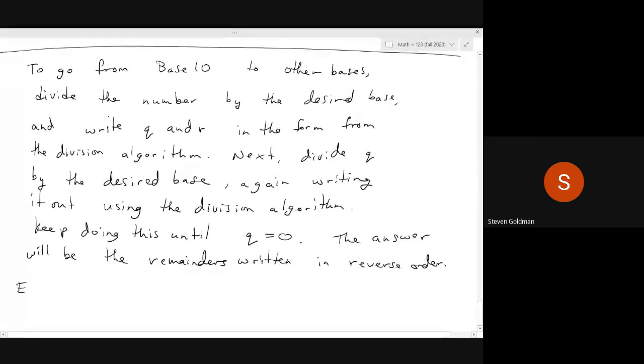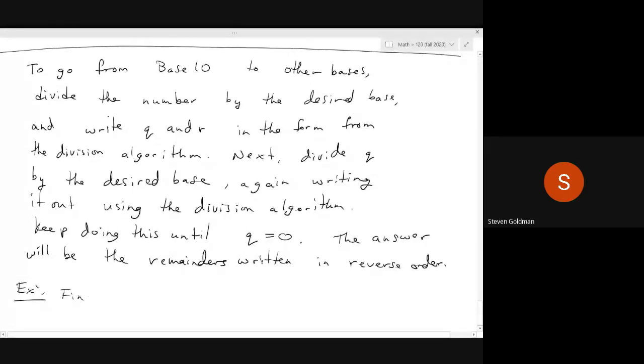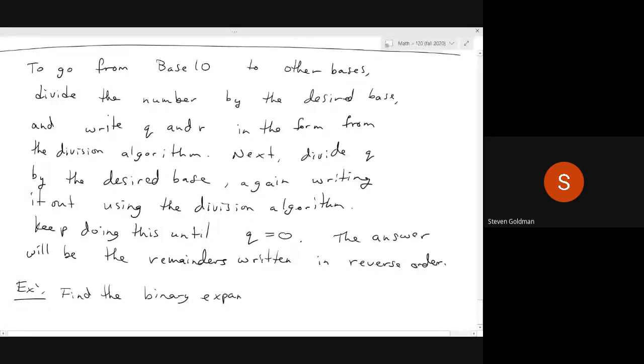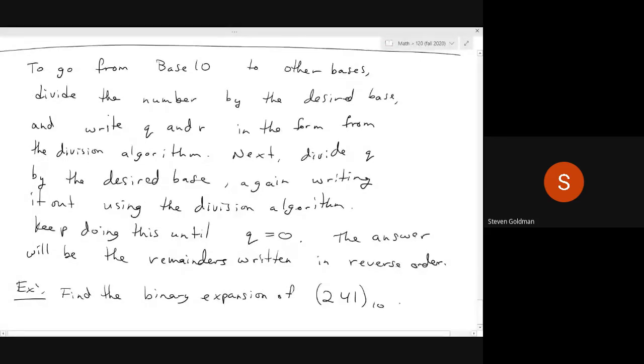All right, so let me demonstrate this algorithm here with an example. Let's say I ask you to find the binary expansion of 241. 241 is a number written in base 10. I'm asking you to find its binary expansion. In other words, write it as a binary number. So how would we write 241 using only zeros and ones?